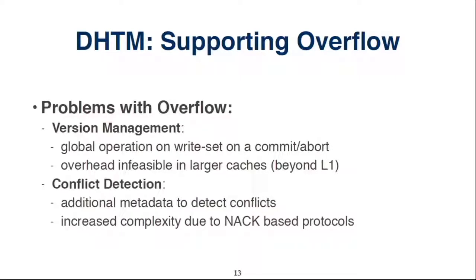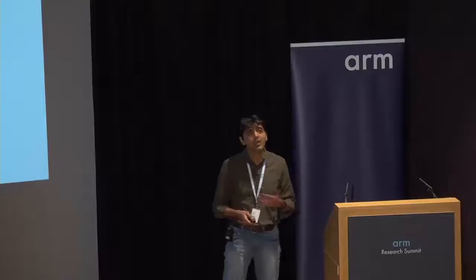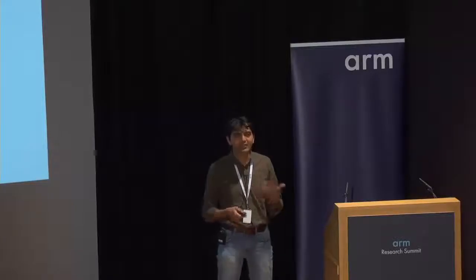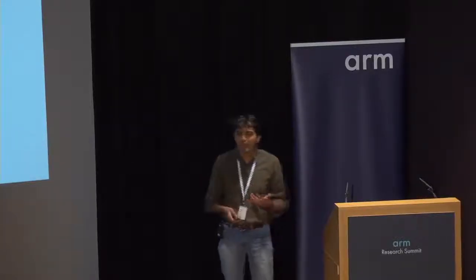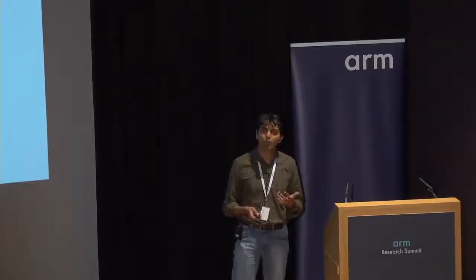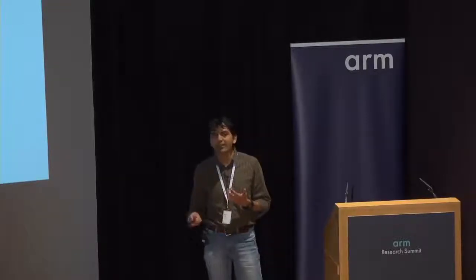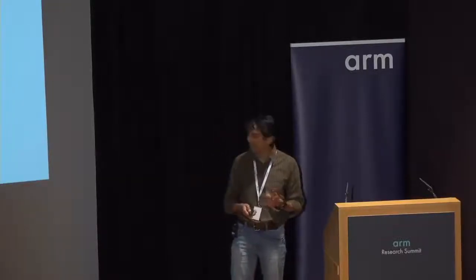Another problem is conflict detection. If the overflow is in the shared cache, then we need to maintain additional metadata to identify which cache lines were modified by which transaction, so that on concurrent accesses by different transactions, conflicts can be detected and appropriate actions can be taken. Moreover, supporting conflict detection in a shared cache can also require NACK-based coherence protocols, which significantly increase the complexity of the coherence protocol itself.